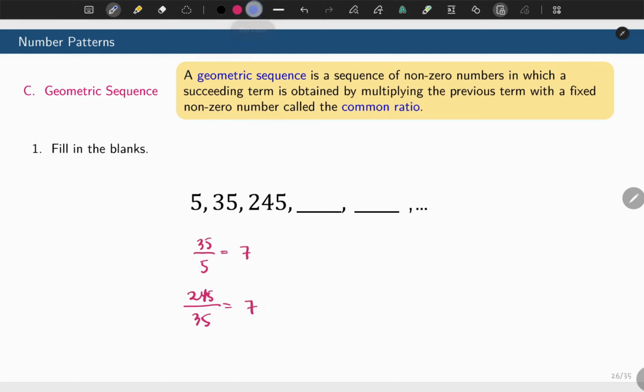So it implies that the next term will be 245 times 7, and the other one will be that product times 7 again. Okay, so this one will be 1,715, and then followed by 12,005.